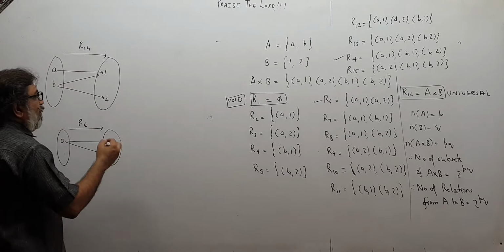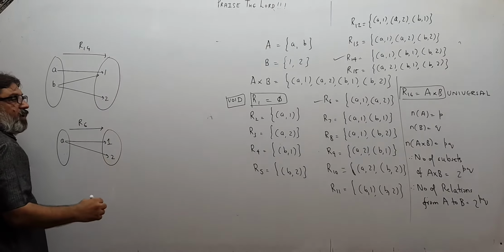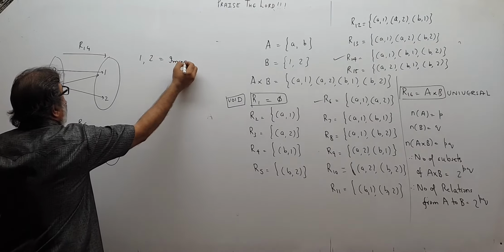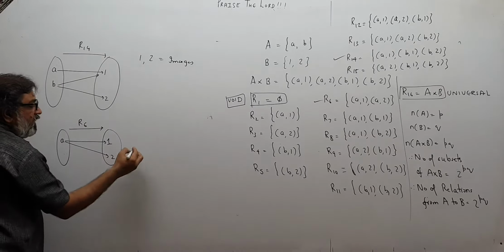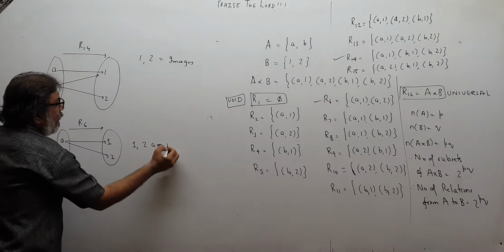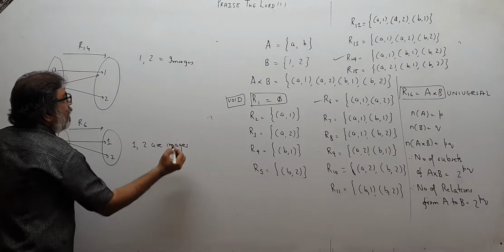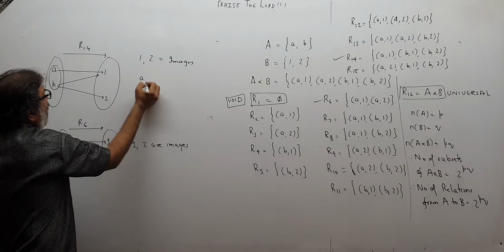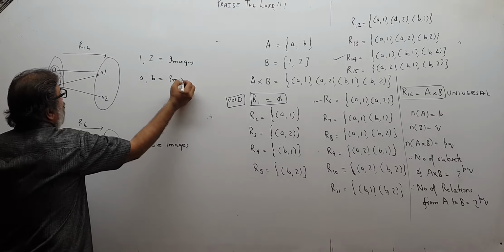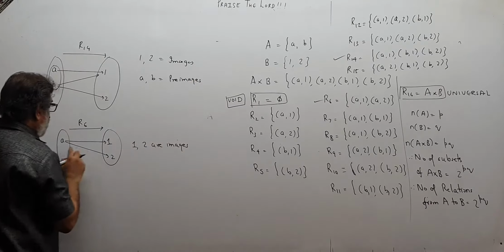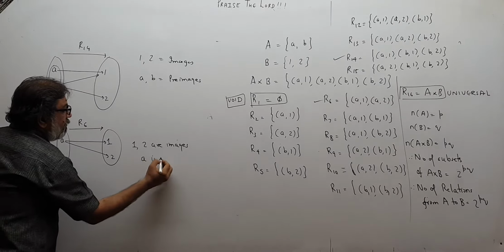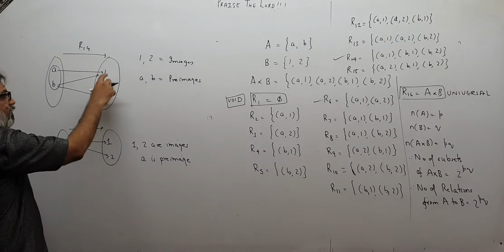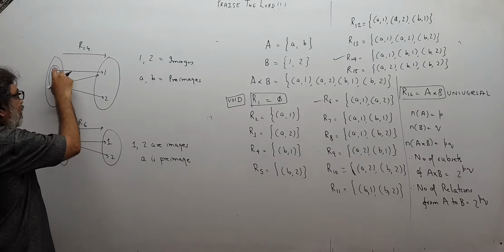Now children, remember, whatever answers are there over here, they are called images. So 1 and 2 are images. Here also 1 and 2 are images. These are pre-images. So A and B, they are pre-images. Here A is a pre-image. We have to think like this. So elements of this set are images and elements of this set are pre-images.